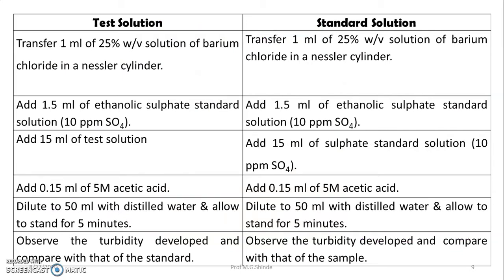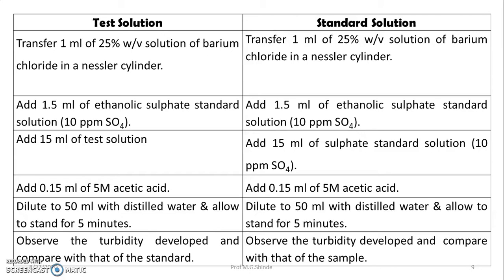Now while performing the procedure, the very first step is to take a pair of Nessler cylinders and mark them as test and standard respectively. First of all, in the test Nessler cylinder, we will transfer 1 ml of 25% weight by volume solution of barium chloride. Similarly, we add 25% weight by volume solution of barium chloride in the Nessler cylinder marked as standard. In the next step, we will add 1.5 ml ethanolic sulfate standard solution in both the Nessler cylinders.